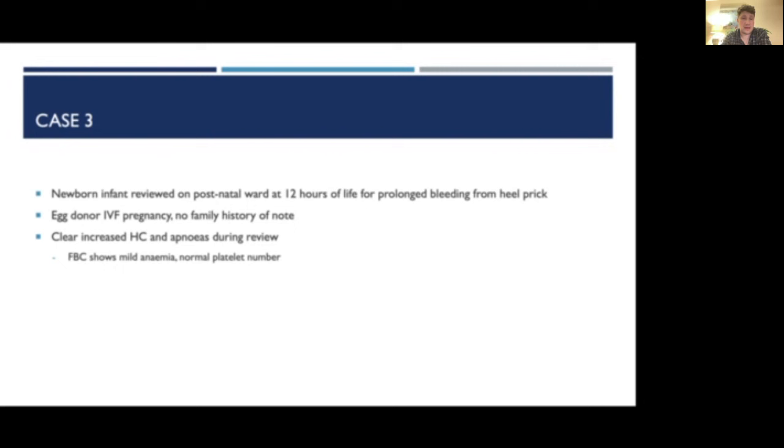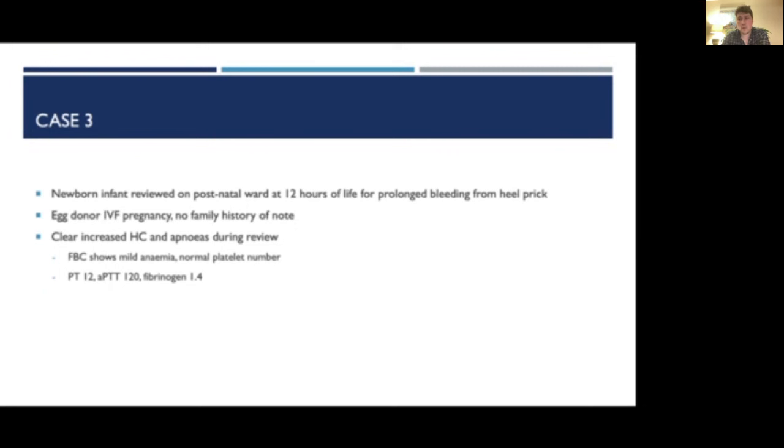So a full blood count was done, which did show that there had been some blood loss, they're anaemic, but the platelet number is normal. So we're not thinking this is primary hemostasis. We're thinking this is the secondary hemostasis area. And when we do the clotting factors, they're really grossly prolonged. So the PT is normal at 12, but the APTT is very prolonged at 120, and the fibrinogen is normal.